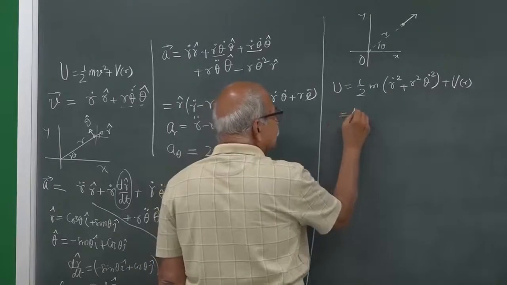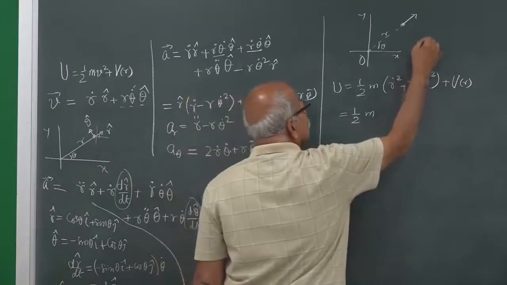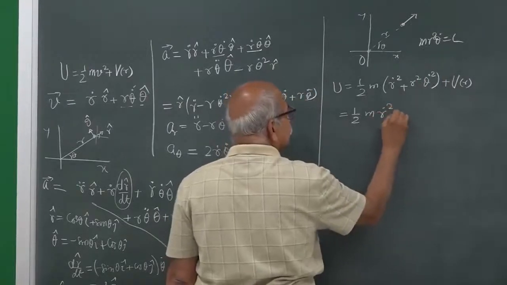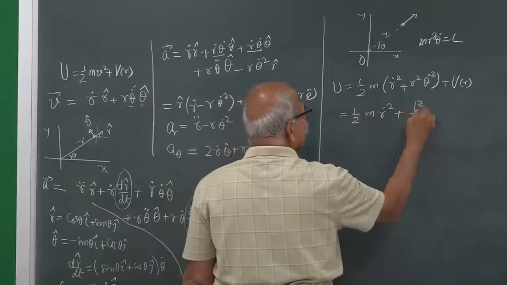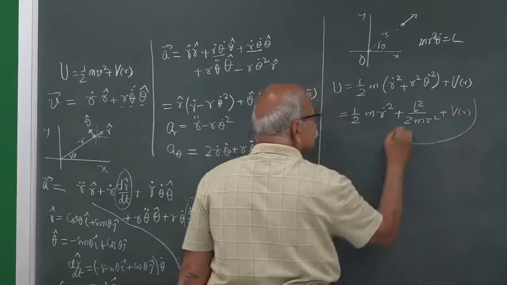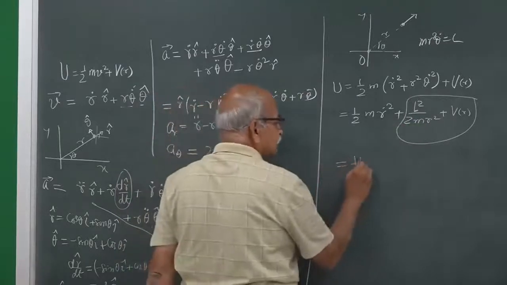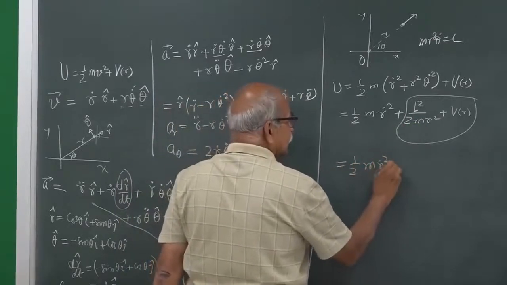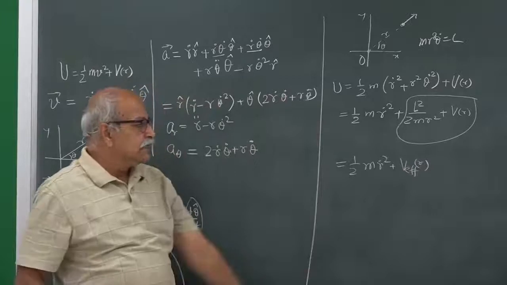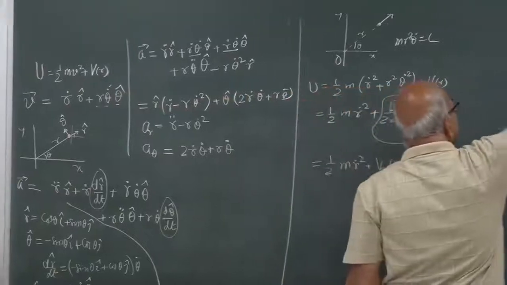Then we use the angular momentum expression to write this r square theta dot square; you know, m r square theta dot is L, and from there we wrote this as half m r dot square plus L square by 2 m r square plus V of r. This whole thing we write as effective potential energy, a function of r only, that is half m r dot square plus V effective, which is a function of r. And it is this V effective r that we plot.